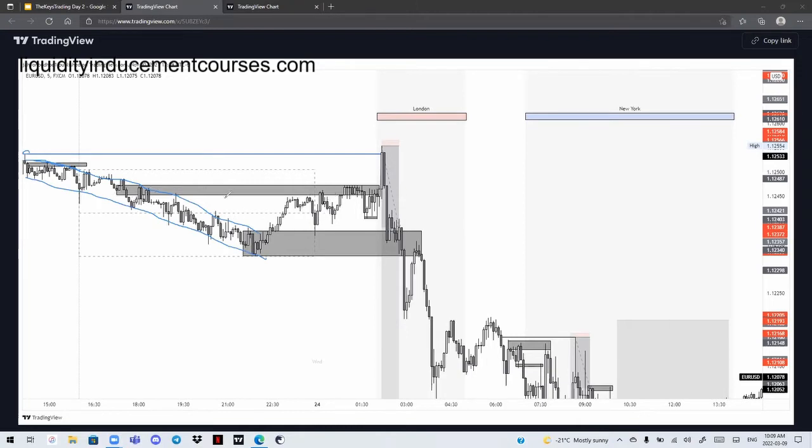Now there are multiple areas here that you can say are support and resistance. So you have this area, and then you can draw another trend line. Then you have this area, which is resistance turned support. You can continue to note the areas of liquidity.